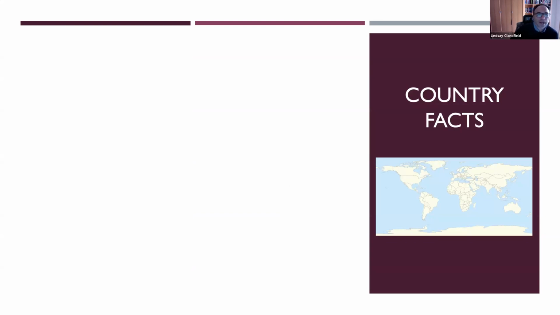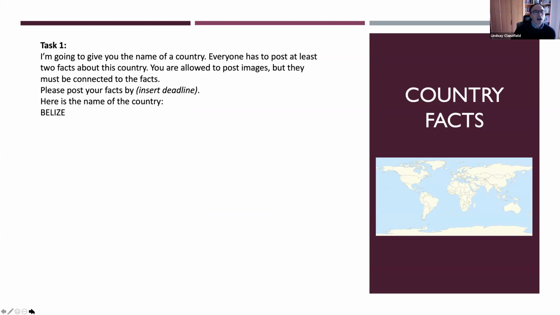All right. This one here is called country facts. So in this task, I assign the name of a country to the group, right? So in whatever the form is, I put the name of a country, and everybody has to post 2 facts about the country. They can post an image if they want to go with the facts, but they must post a fact as well. And I try to choose a country that people might not know a lot about, so they do have to do a bit of research.